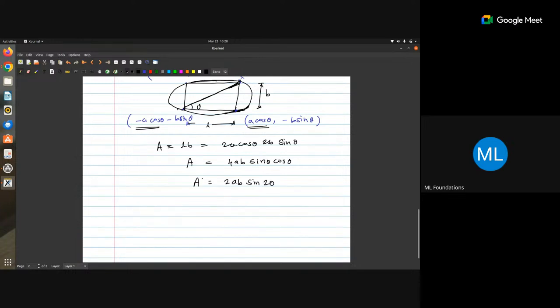I'll use that property. So what I have done here is differentiate, find the maximum. Sine theta is the max value of sine theta. Sine 2 theta is 1. So we have to maximize the area, so sine 2 theta should be maximized. Yes, sine 2 theta is 2 sine theta cos theta.